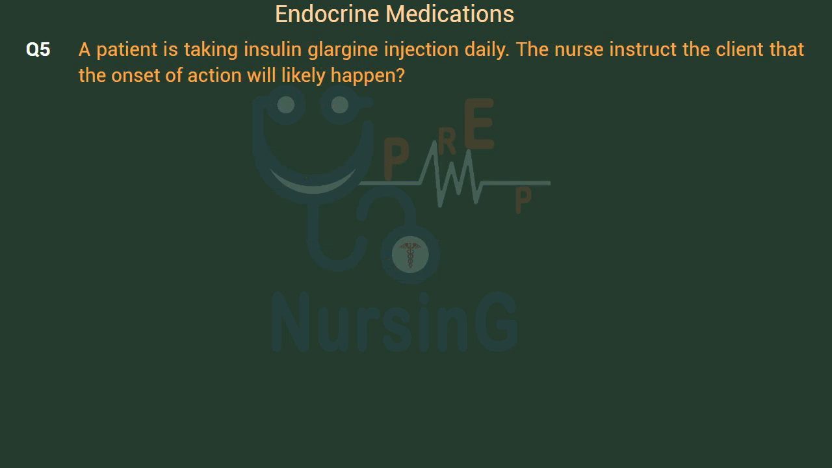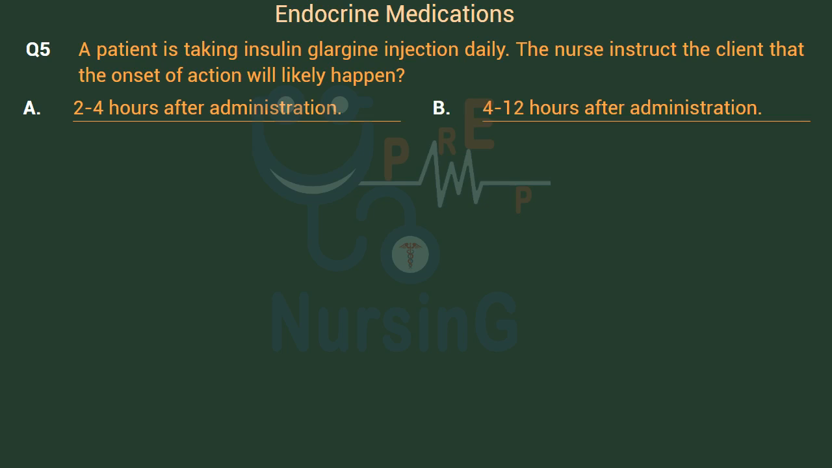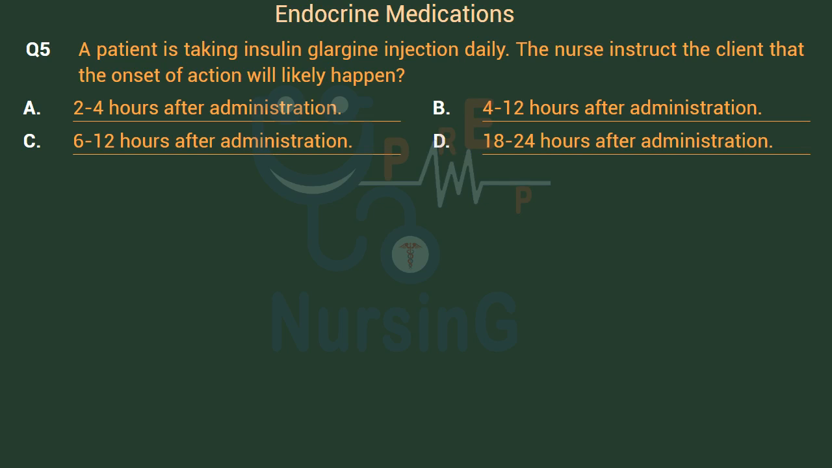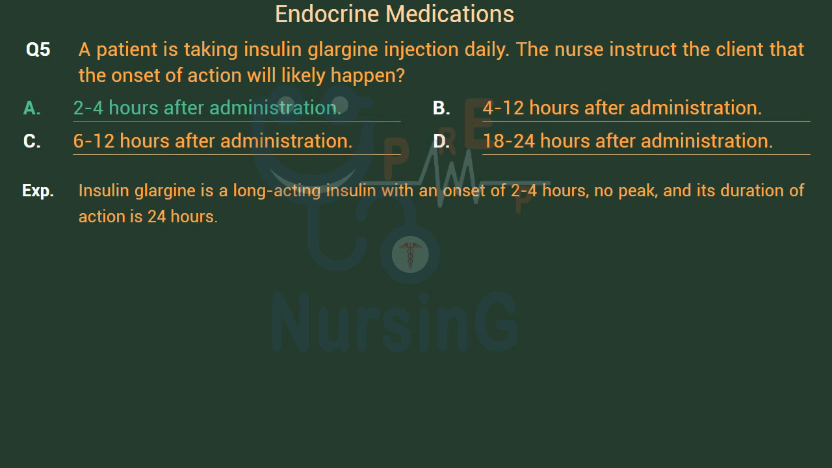A patient is taking insulin glargine injection daily. The nurse instructs the client that the onset of action will likely happen: Option A, 2 to 4 hours after administration. Option B, 4 to 12 hours after administration. Option C, 6 to 12 hours after administration. Option D, 18 to 24 hours after administration. Right answer is Option A, 2 to 4 hours after administration.